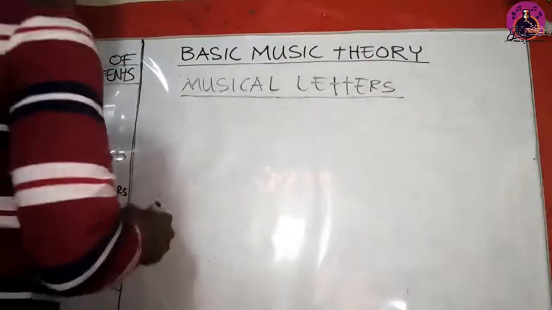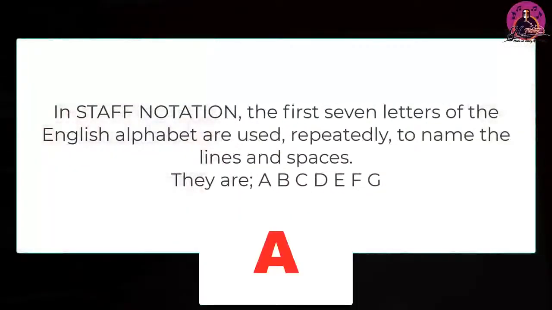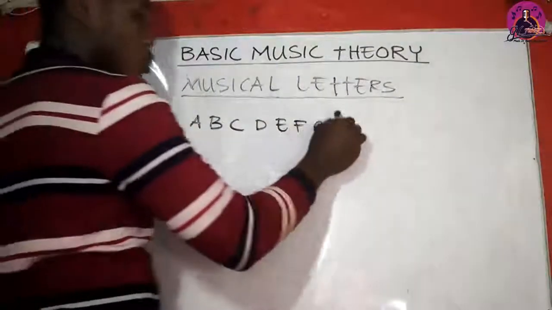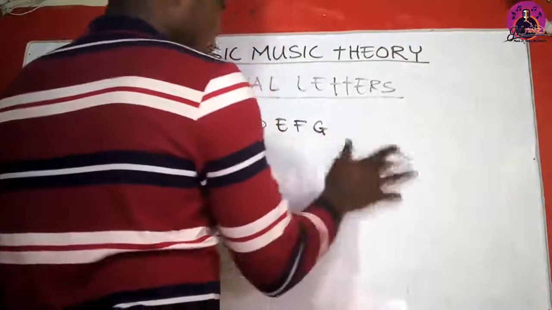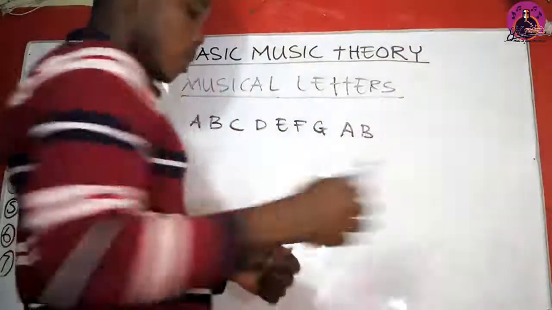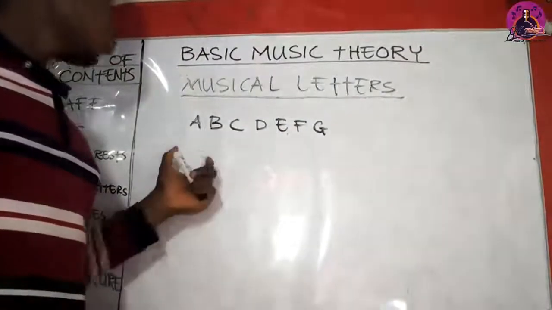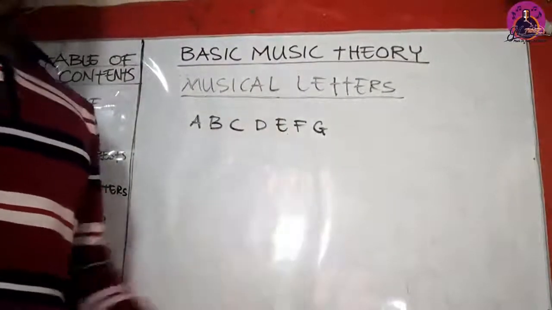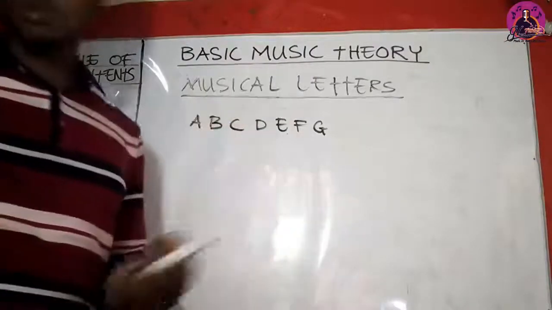Now the musical letters, like I said before, are the first 7 letters of the alphabet: A, B, C, D, E, F, and G. That's all. It doesn't go to H, it doesn't go to I, and so on. After G in the scale, you go back to A. After A, B, like that, on and on, repetitive like that. We use the notes to represent these musical letters.